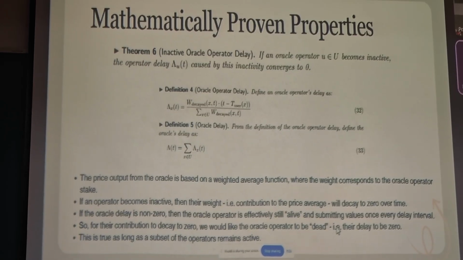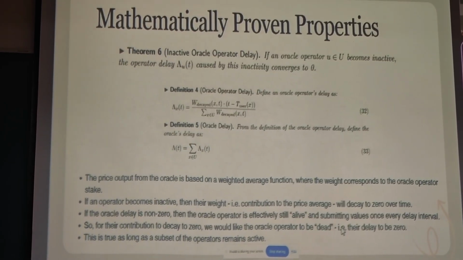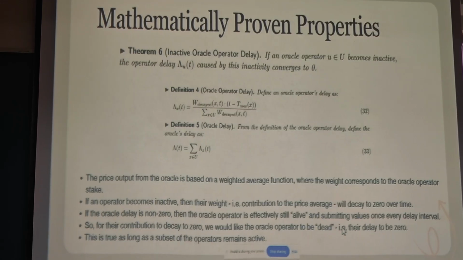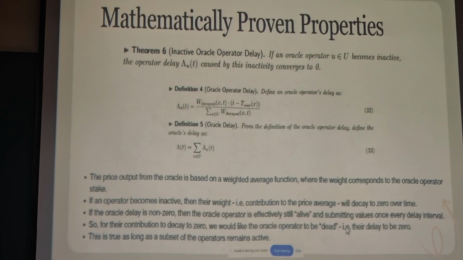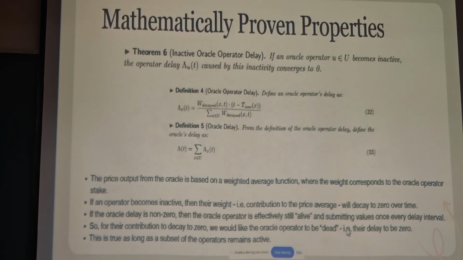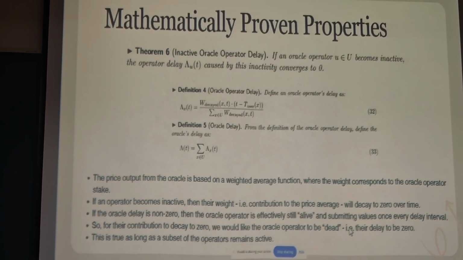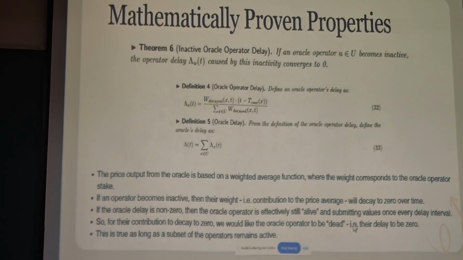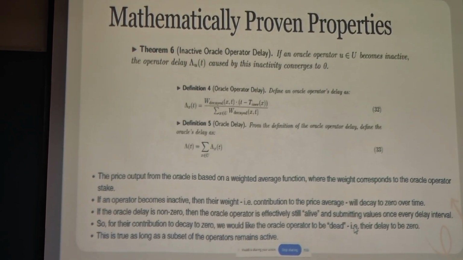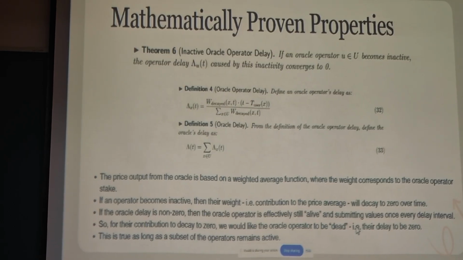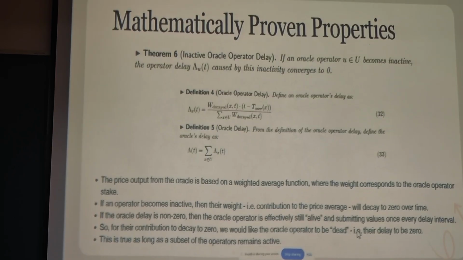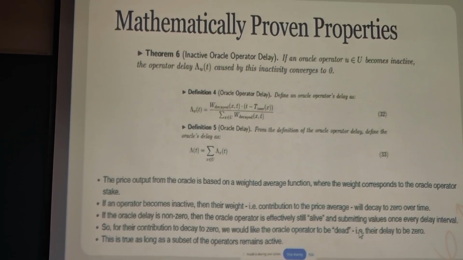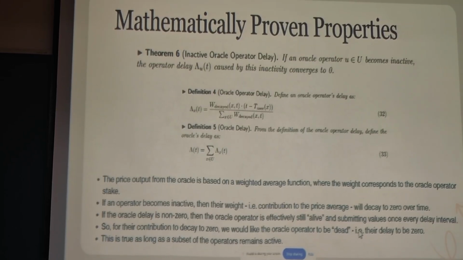In order to prove the theorem, you define the oracle operator delay, which is the weighted sum of the current time minus the last time they submitted a value. And then the oracle delay itself is just the sum of these delays for each operator. And this theorem is true as long as a subset of the operators remains active.